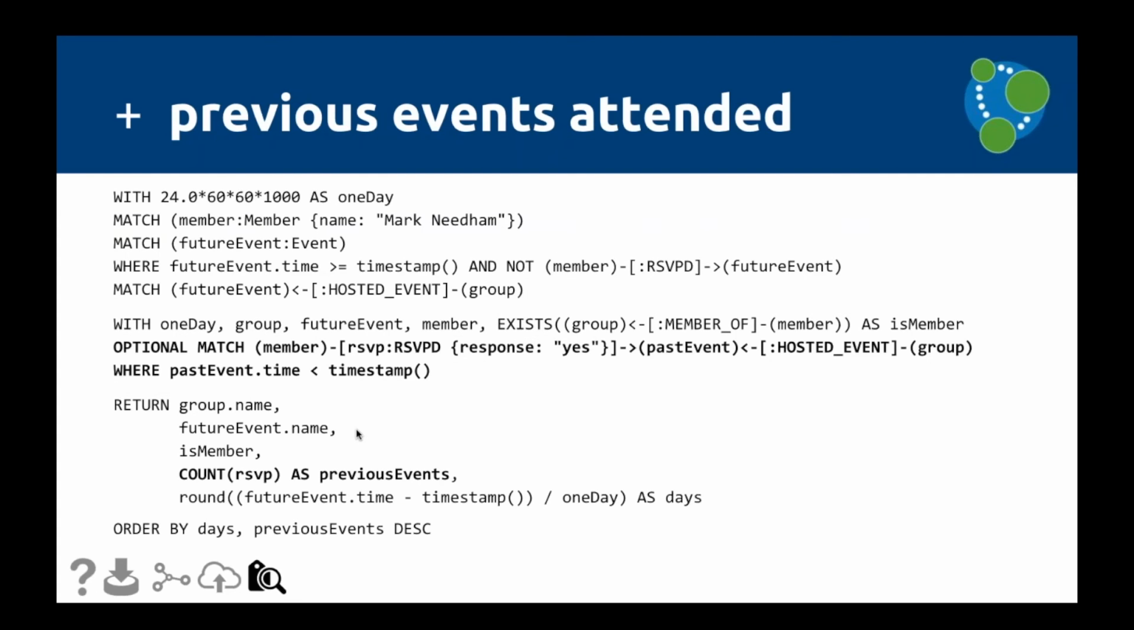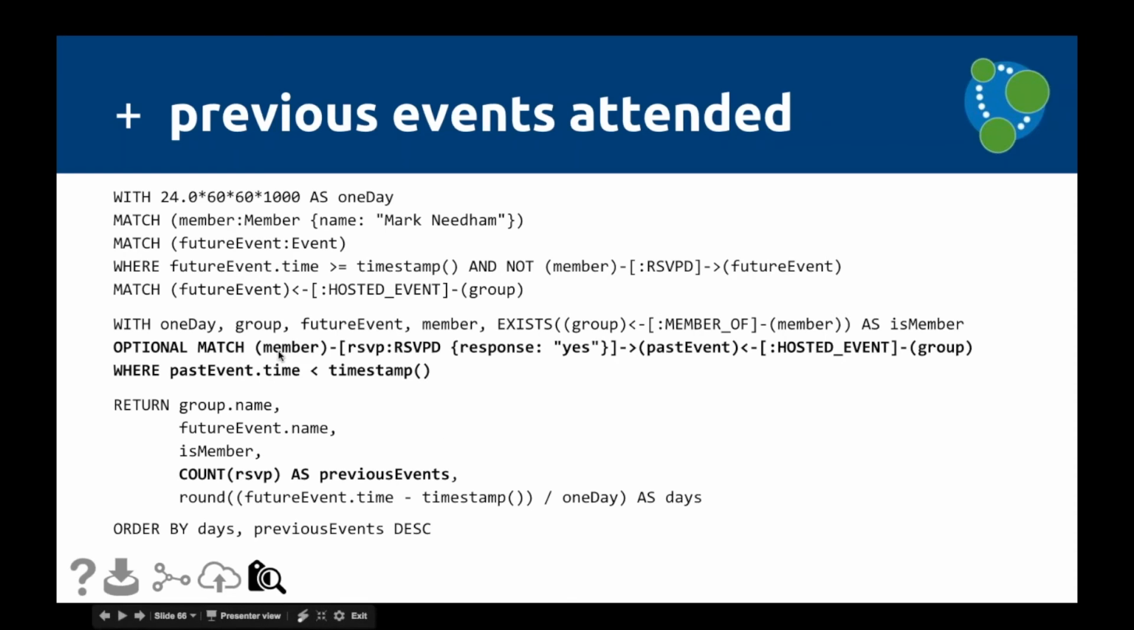I might choose to then add in previous events. So, this seems like it would be a reasonable piece of information to tell me. When I'm trying to make the suggestion, it's quite likely that I'm going to go back to the group that I've been to before. So maybe I can go and check which groups you have been attending events of, and let's show that in the results set as well.